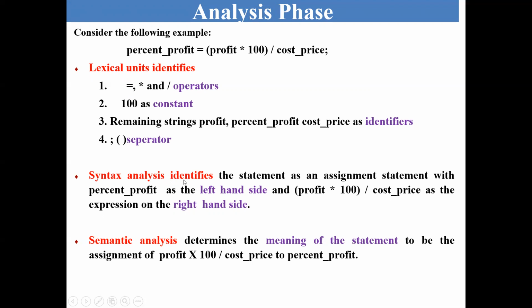What will happen in syntax analysis? Syntax analysis identifies the statement as an assignment statement with percent profit as the left hand side and profit into 100 divided by cost price as the expression on the right hand side. So syntax analysis checks whether LHS equals RHS. And the next one is semantic analysis. Semantic analysis determines the meaning of the statement to be the assignment of profit into 100 divided by cost price to percent profit. So in semantic analysis, the meaning of the statement is checked.